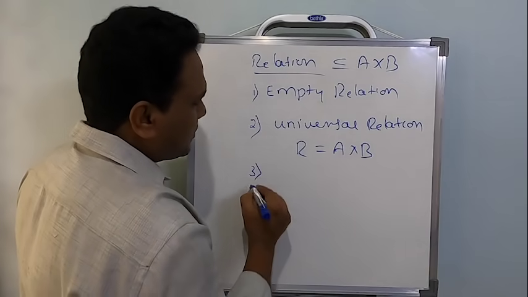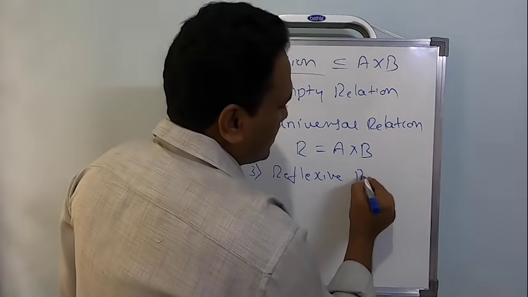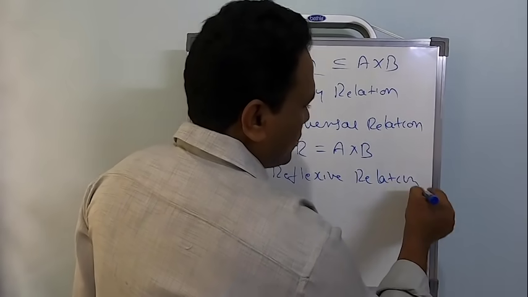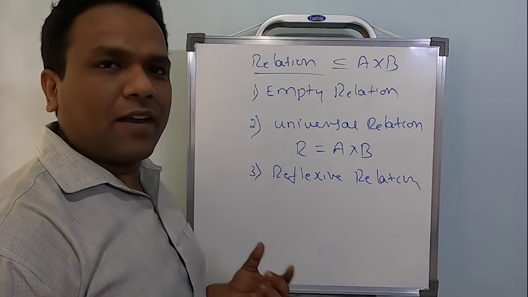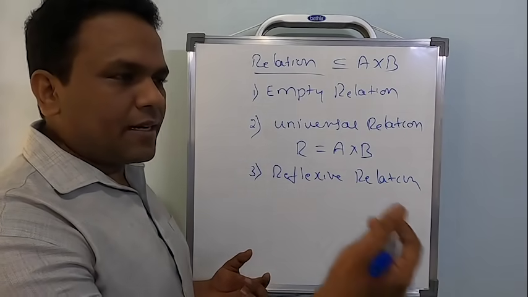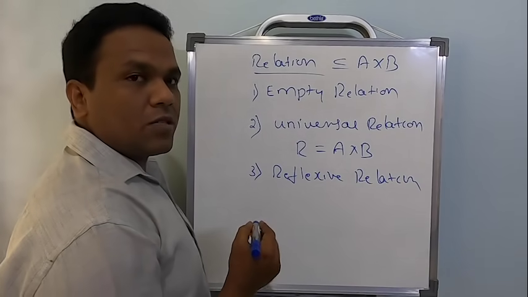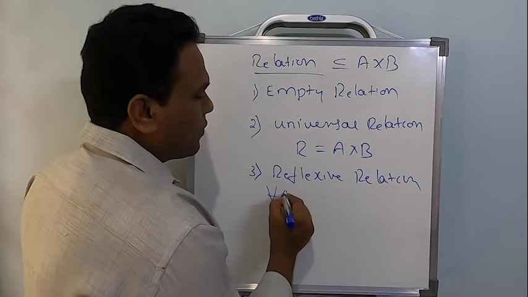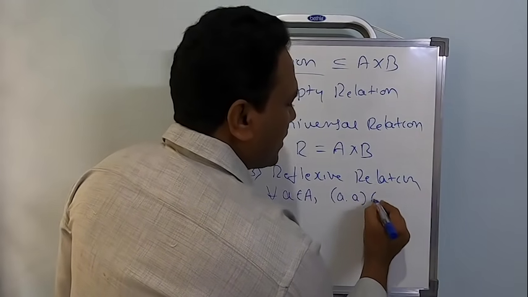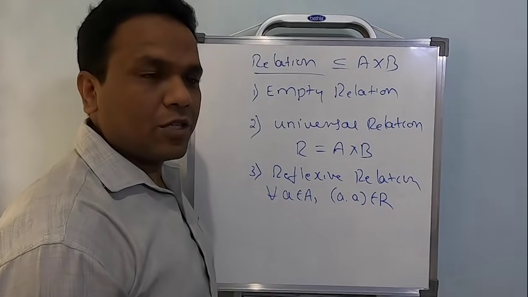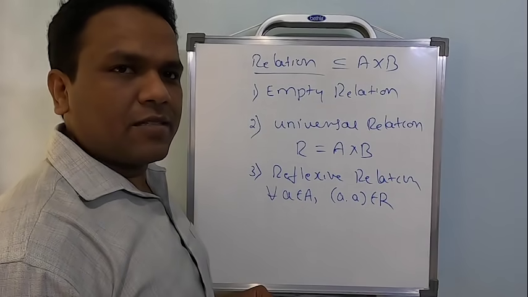The next, number 3, we studied is the reflexive relation. The word itself suggests reflex: the first element and the second element in an ordered pair should be the same. Now, what is the condition for a reflexive relation? For every element from the given set, you should be able to find an ordered pair (A, A) that belongs to the relation. Not just for one or two elements, it should be for every element of the given set.